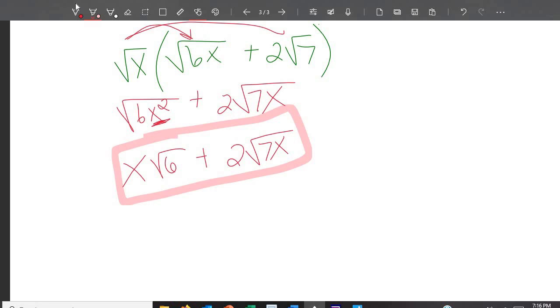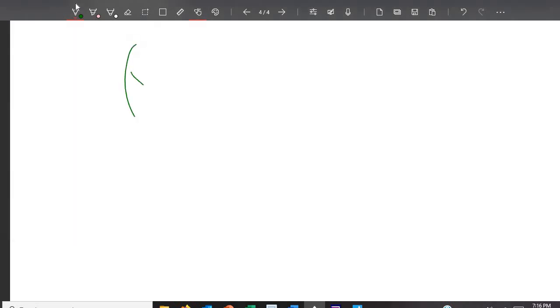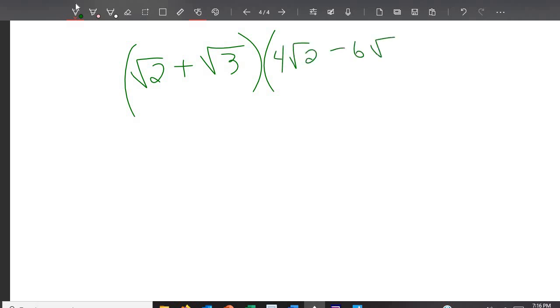Now, doing the FOIL method. We're going to be multiplying roots together. It works exactly like the normal FOIL method. I'm going to write it out the long way.